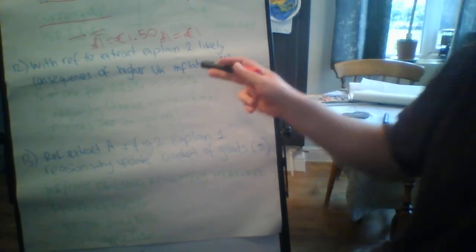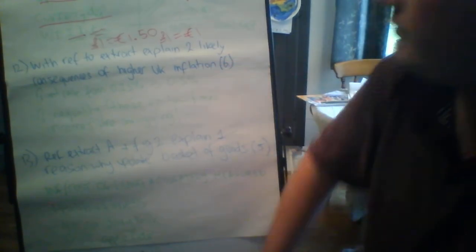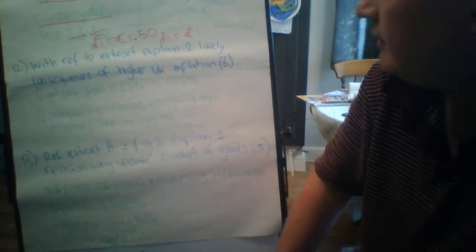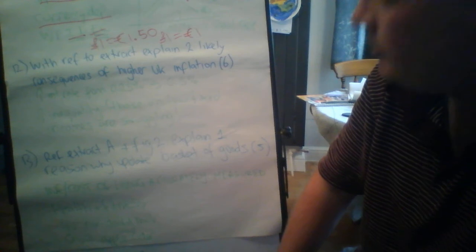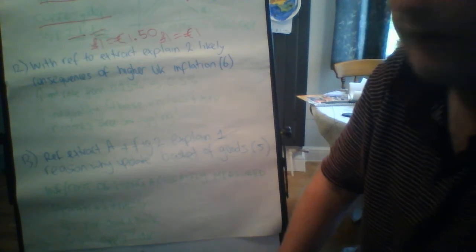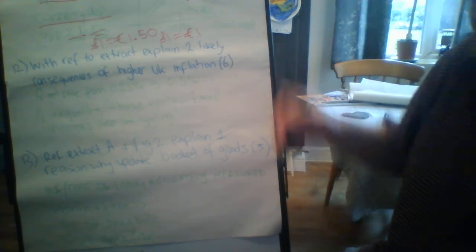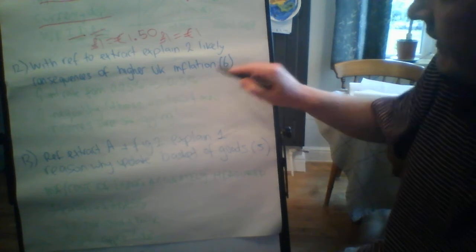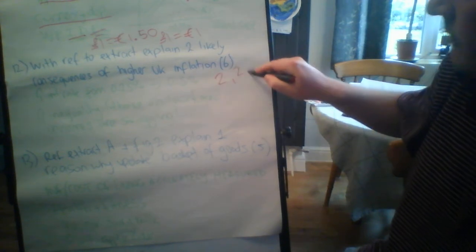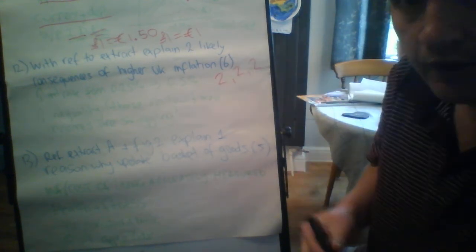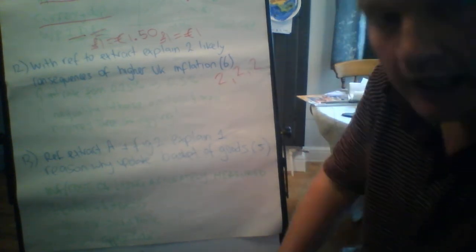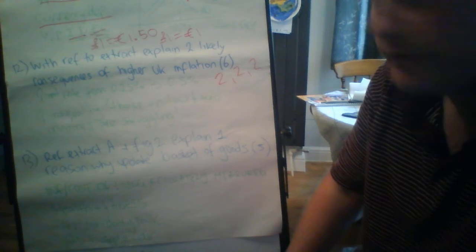Now, next one we've got is number 12. And number 12 states, with reference to extracts, A, explain 2 likely consequences of higher UK inflation. Now, when you see a 6 marker, what you should be thinking is 2, 2, 2. 2 for knowledge, 2 for application, and 2 marks for analysis.